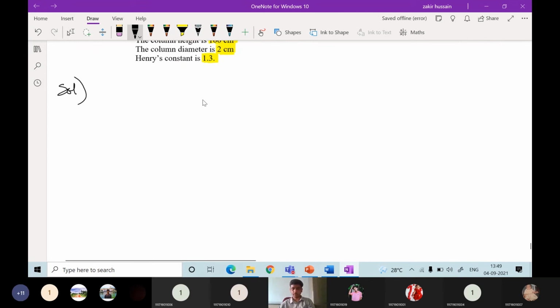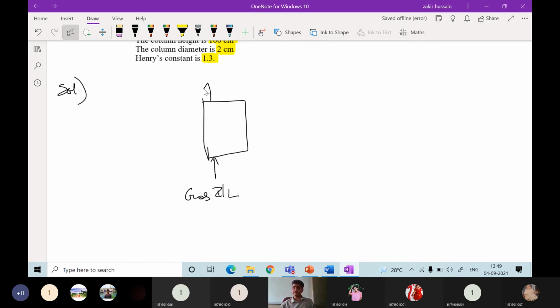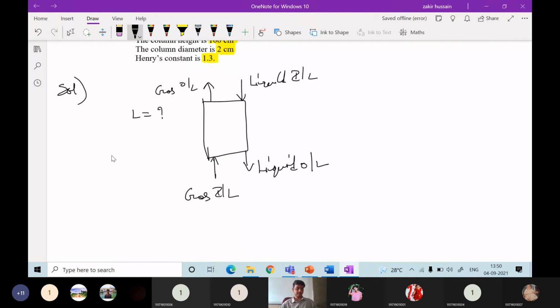So a wetted wall column is there, simply here like this. In the wetted wall column, we know that gas will be entering from the bottom. So this is gas inlet. Then it will be leaving from the top, gas outlet. Then liquid will be entering from the top. So this is liquid inlet. Then liquid will be leaving from the bottom. This is liquid outlet. Then what is the data they have given? So what is L? We don't know. L by G they have given.